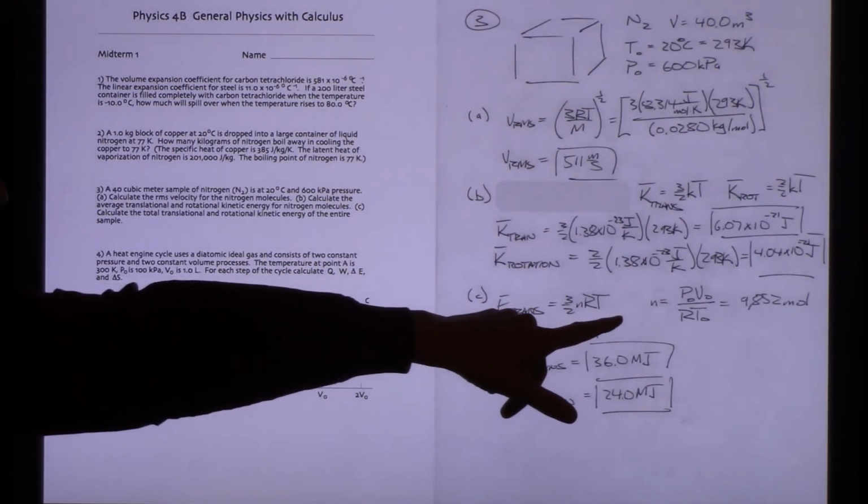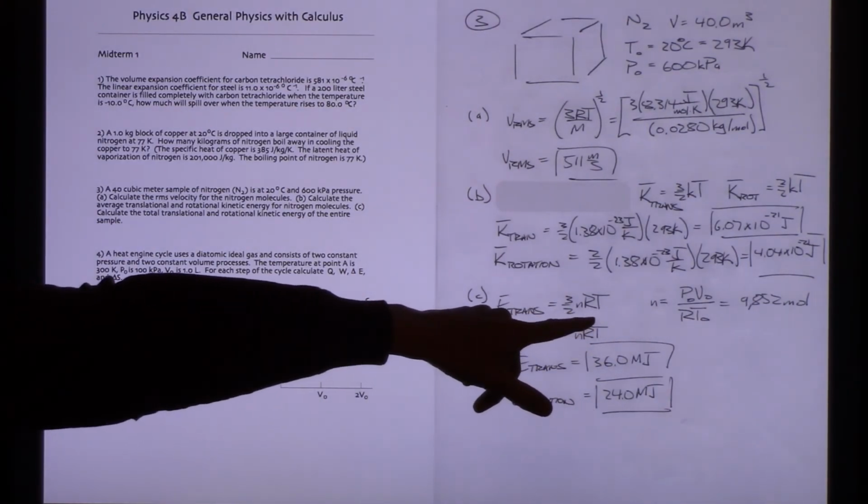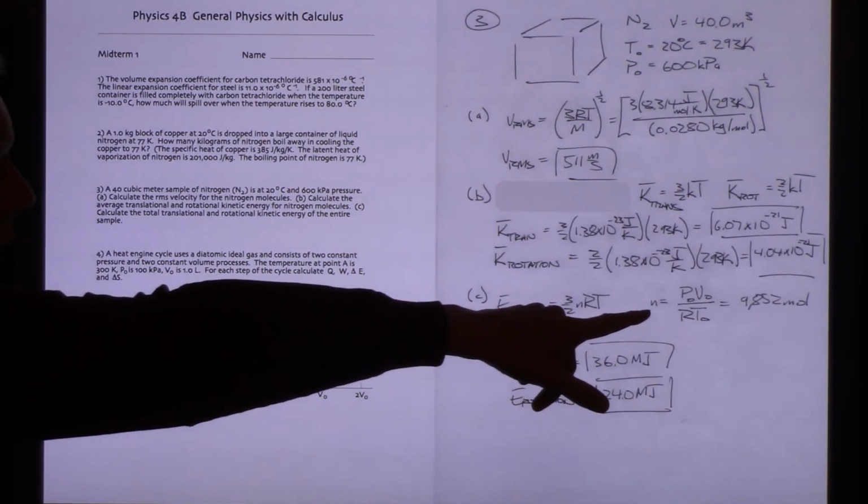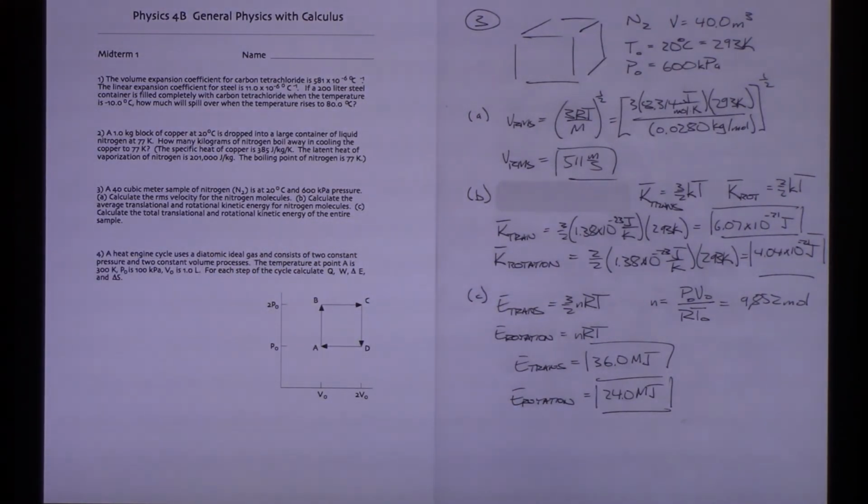I didn't write down the details on this one, but we do want to make sure we get the temperatures again in kelvins. The number of moles here, I can calculate from PV over nR. So the number of moles worked out to be 9,852. It's a lot of moles, but it's a 40 cubic meter sample, right?